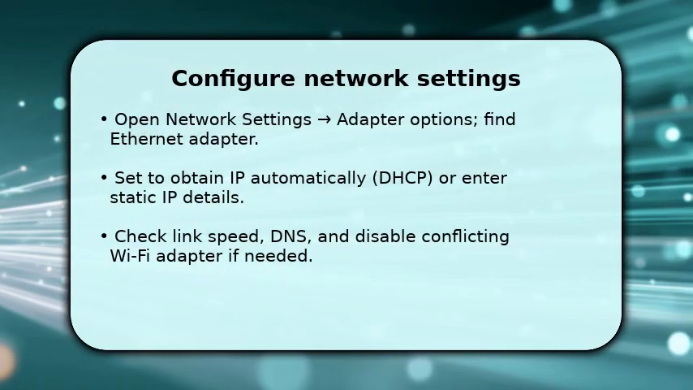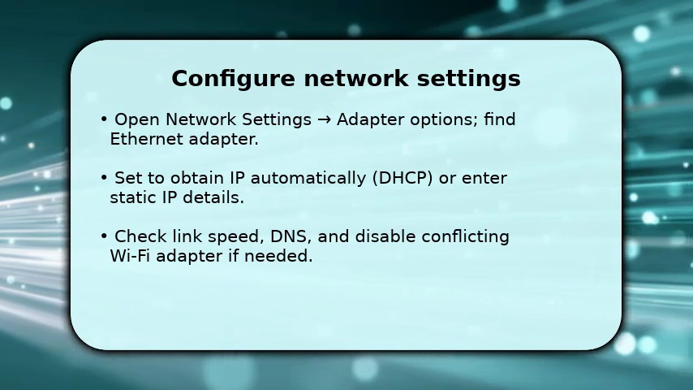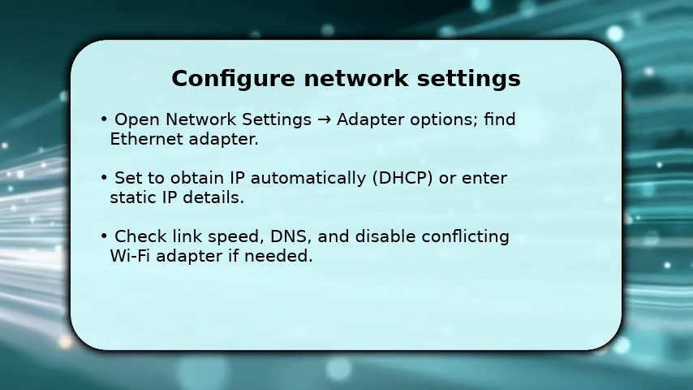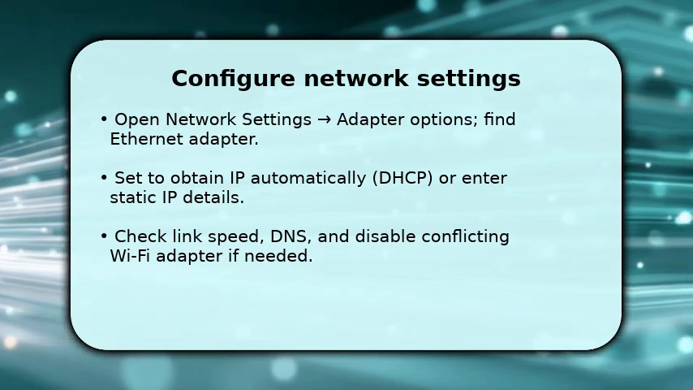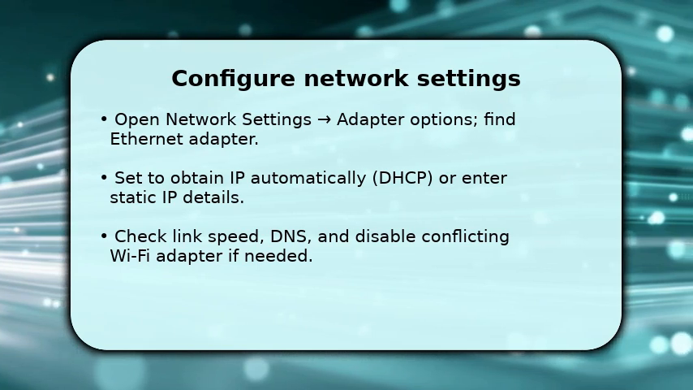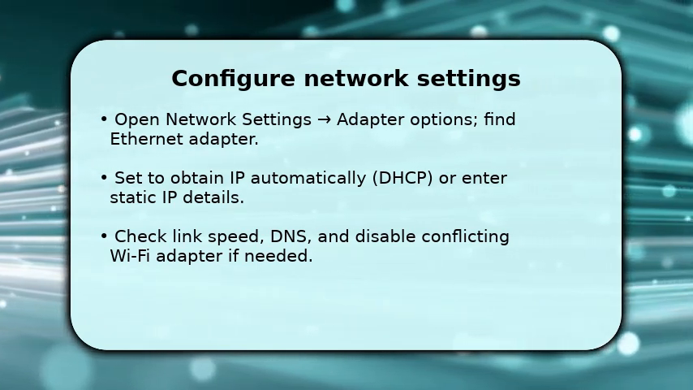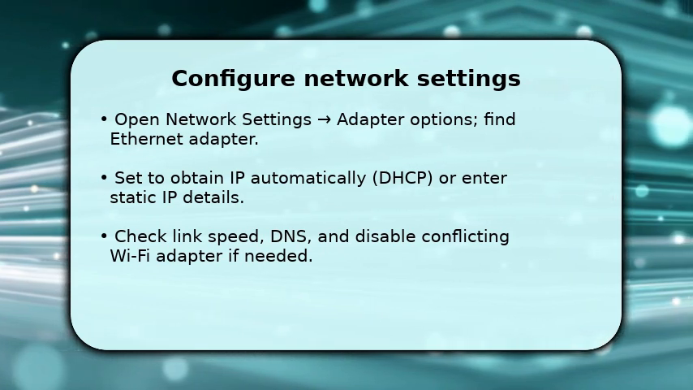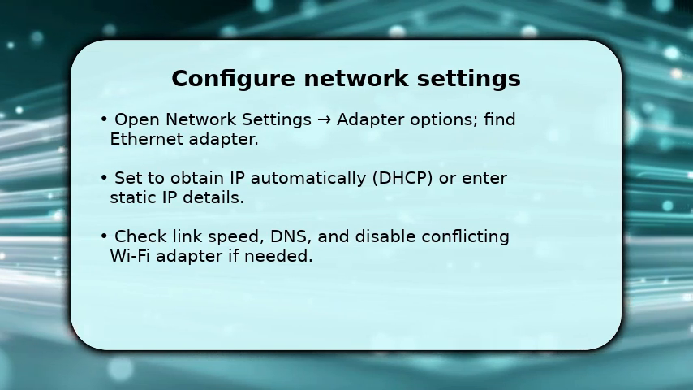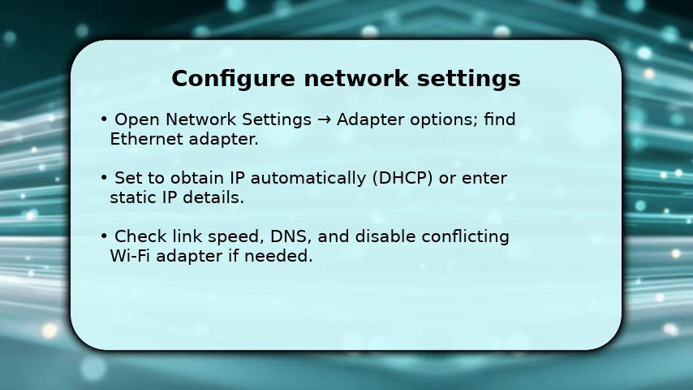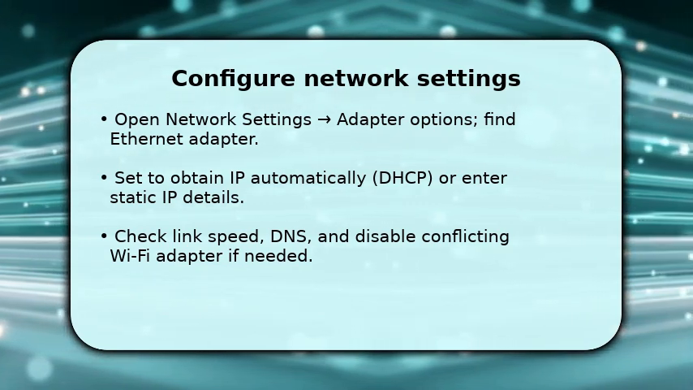Once the cable link is established, focus on IP configuration so traffic flows. You open network settings and inspect the Ethernet adapter. Default DHCP typically works, so set IPv4 to obtain IP and DNS automatically to let the router assign addresses. If you need a fixed address, enter the correct static IP, gateway, and subnet to match your LAN. After that, verify link speed and DNS resolution. If Wi-Fi remains active, disable it to prevent routing conflicts and make sure Ethernet becomes the primary route.